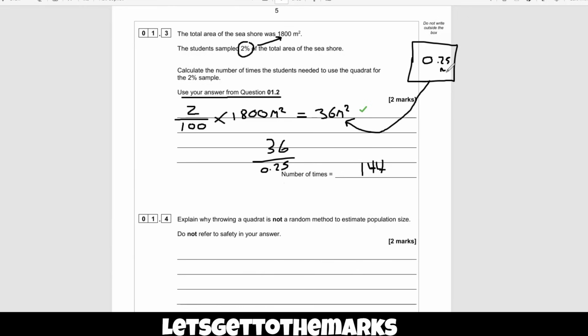do something with your 0.25 meters squared you worked out in the previous question. So that's going to get you the second mark. Lovely jubbly. Let's move on.